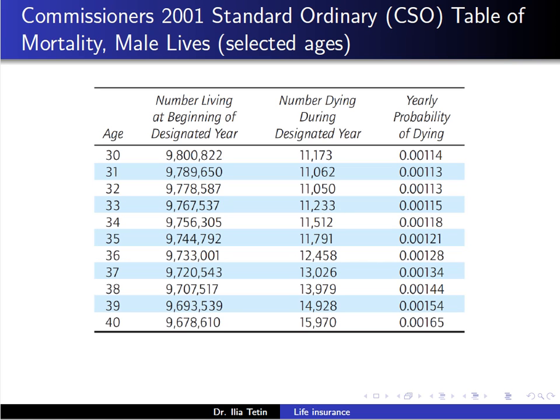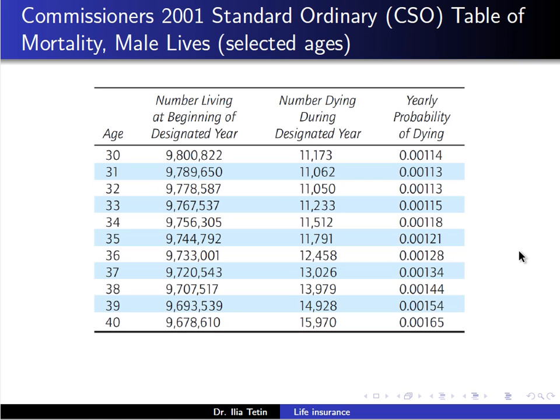Thus, the previous year amount of males who were alive at age 32 and the probability of dying during the age 33 is 11,233 divided by that amount. And just note that the denominator doesn't change but remains the same for each probability calculation.